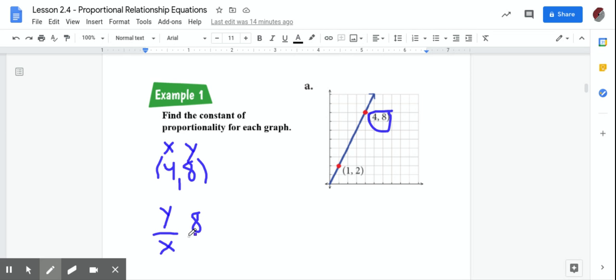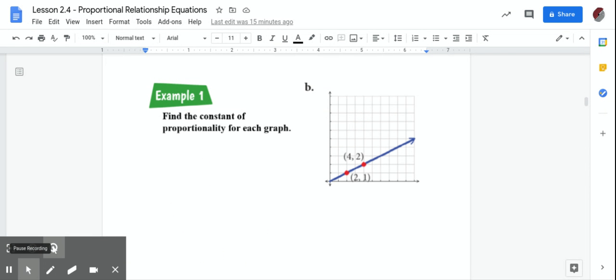So in this case, I'm going to take the value 8, because that's the y value. That is my numerator. And then I'm going to take the x value, which is 4. That becomes my denominator. And then I'm going to go 8 divided by 4 and simplify that, and I would get 2. So my constant of proportionality is 2.